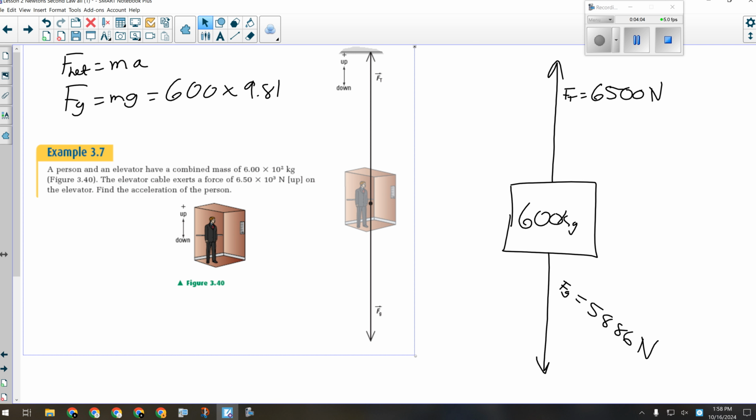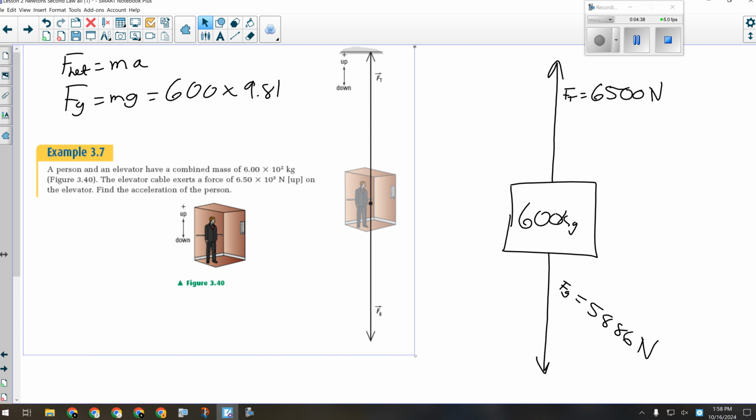Okay. Now that I know the force upwards on the elevator and the force downwards on the elevator, which direction is this elevator going? Up. Because the force up is bigger, yeah. Okay? There's the net force, right? The vector sum of 6,500 and 5,886 is 614 newtons up. Okay? So this elevator is going to move up. In fact, it's going to accelerate up.